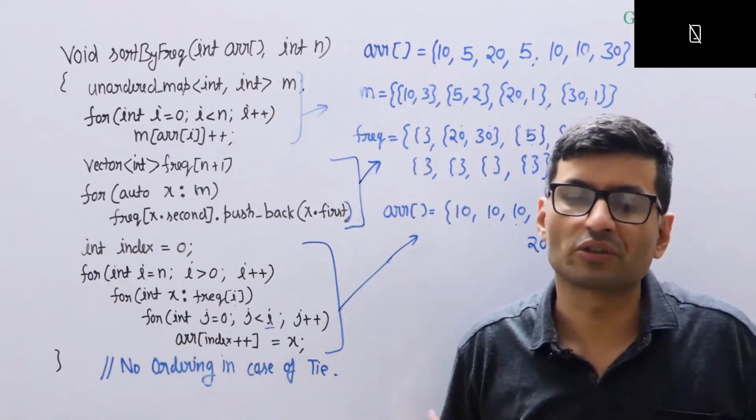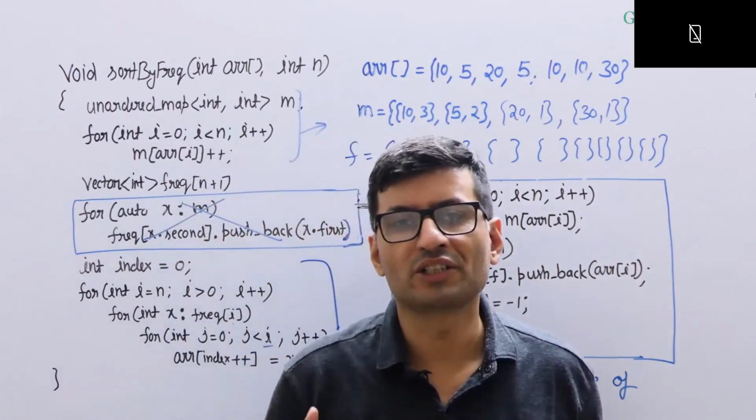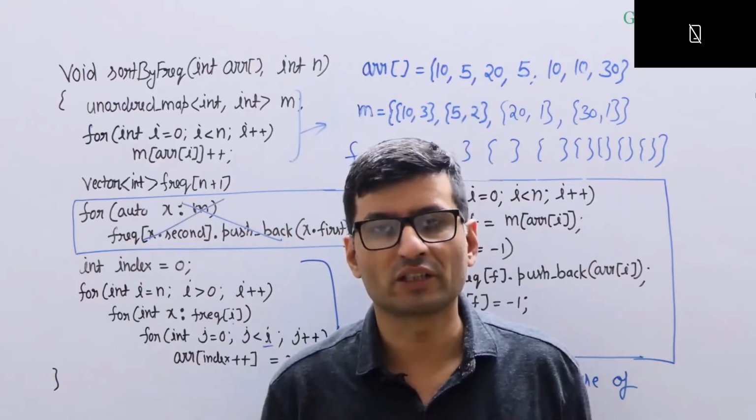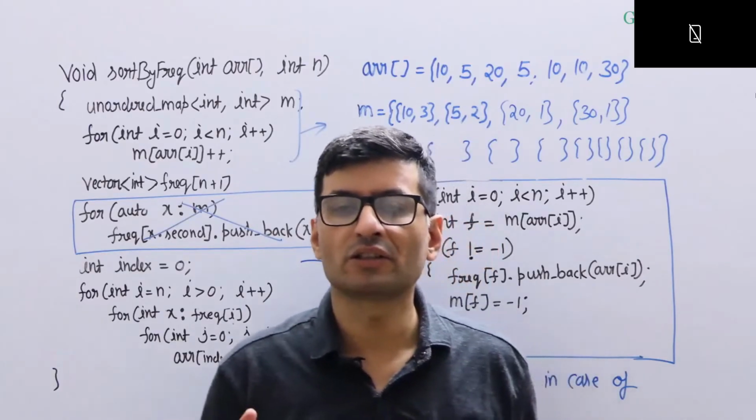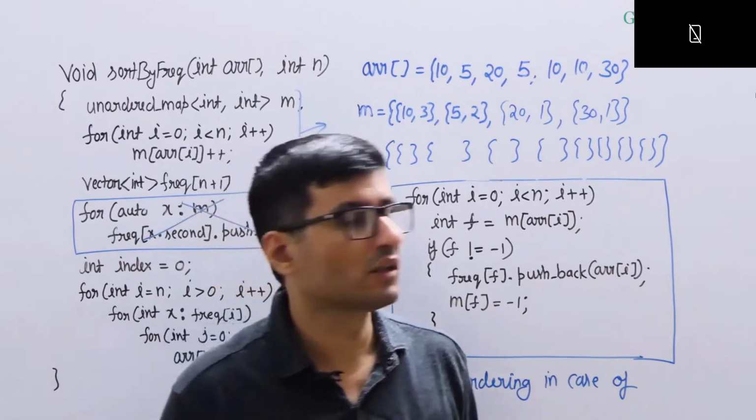How do we ensure the order? Let us now see the extended solution. Here we ensure ordering in case of a tie. And which order do we maintain? The element whose first appearance is leftmost is preferred.